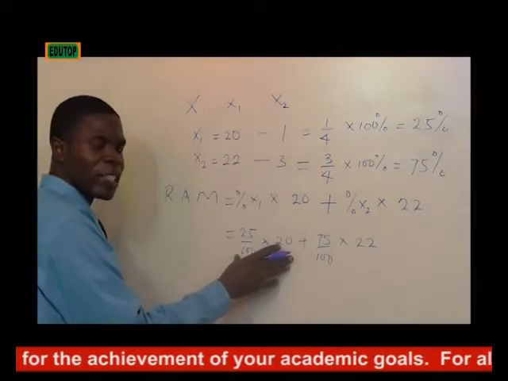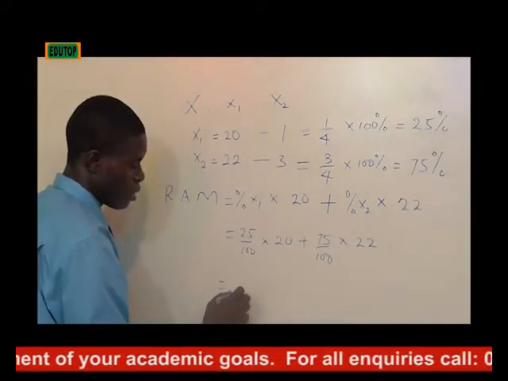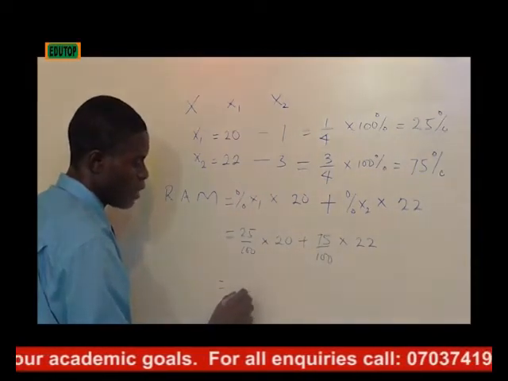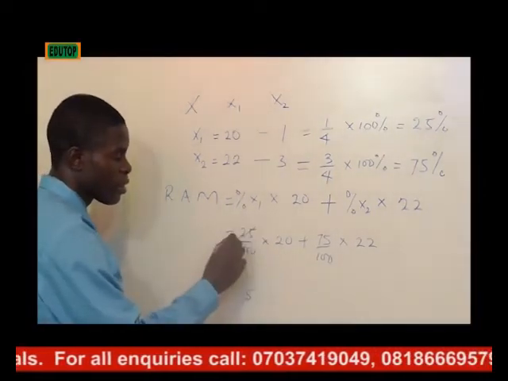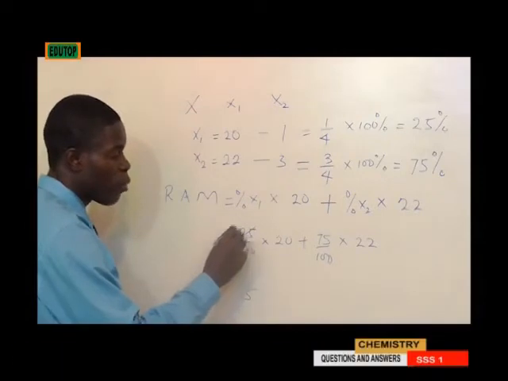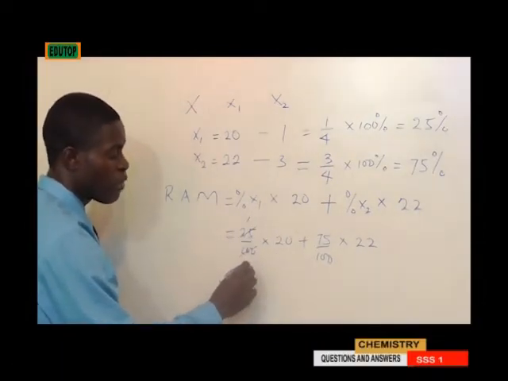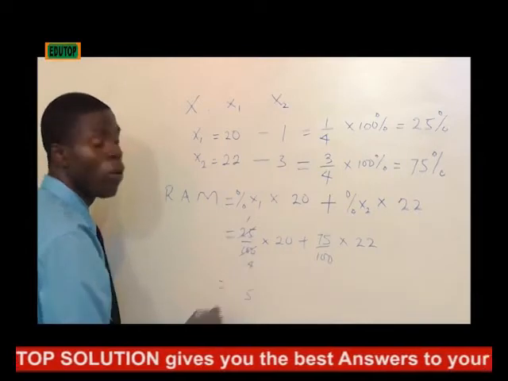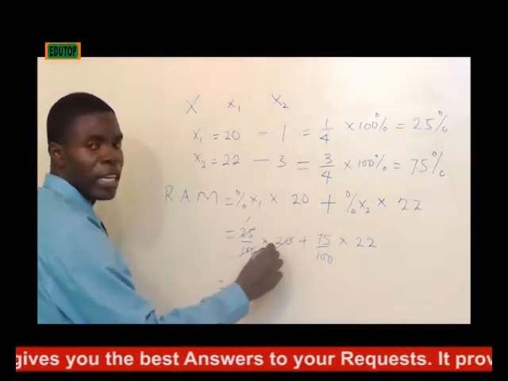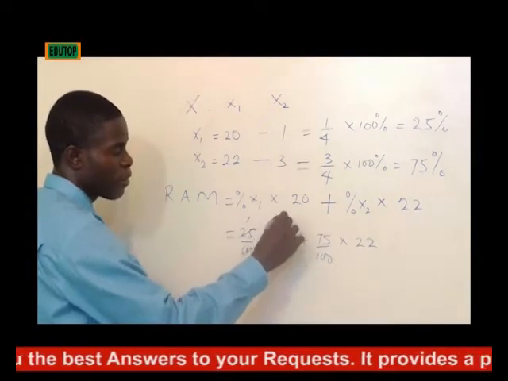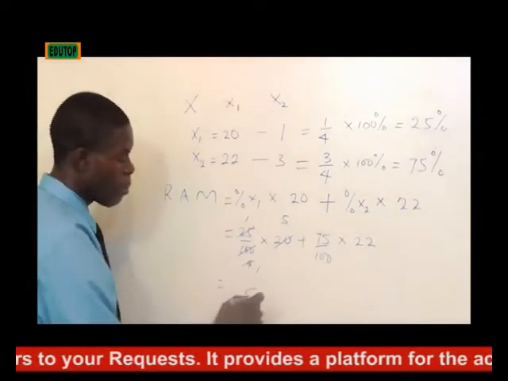By simple arithmetic, this is 5. 25 in 100 is 4. 4 in 20 is 5. So that is what accounts for the 5 that you have here.